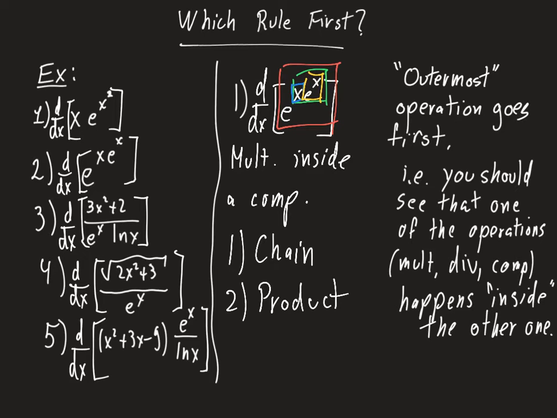Okay, hopefully when you look at this example and compare it with the first one that I did in this video, you can see the difference. Hopefully it becomes a little bit more clear what I mean when I say that there's an outermost operation and an innermost operation. Hopefully you can see what happened when I swapped the order here in these two problems.